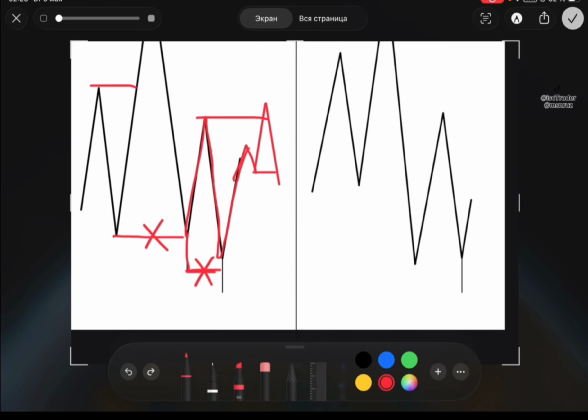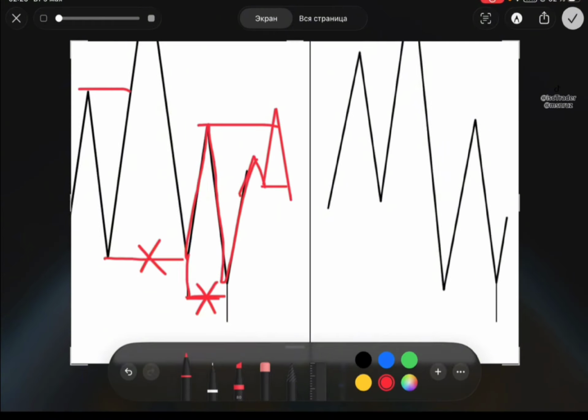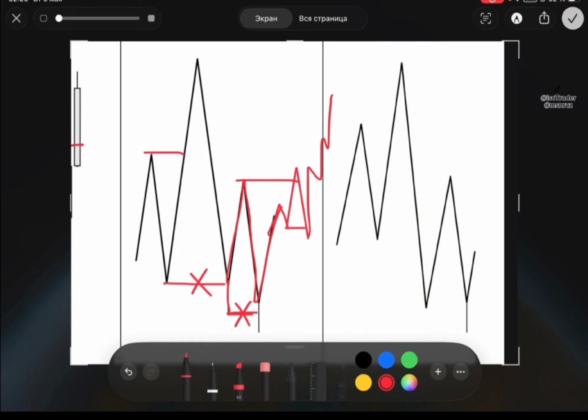No. This is high risk. This is manipulation. In this kind of situation, the probability of the market going to a buy is very high.